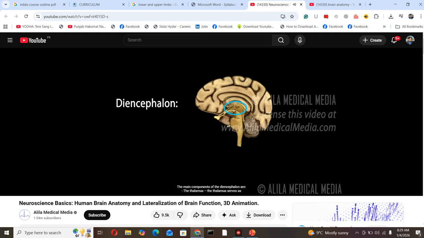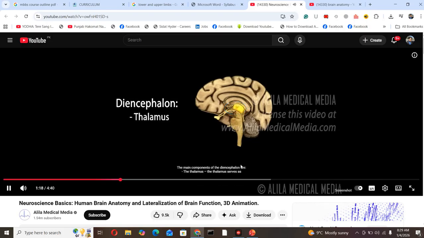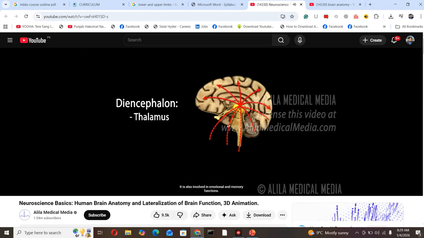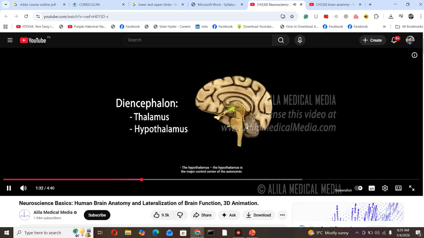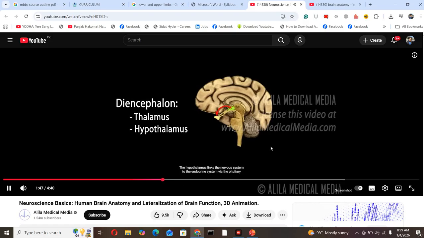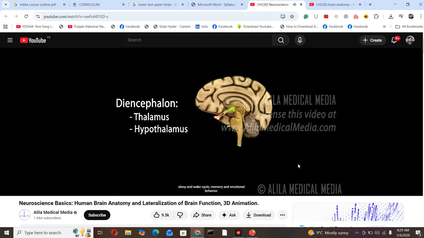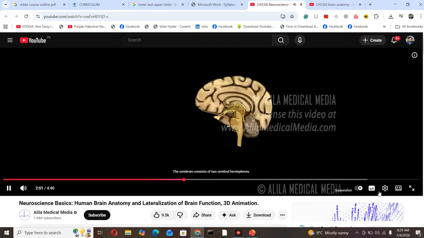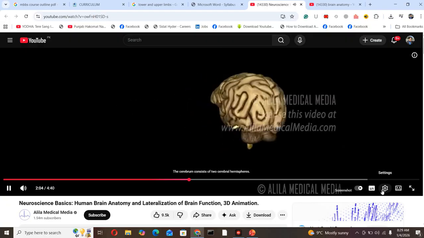The main components of the diencephalon are the thalamus. The thalamus serves as a gateway relaying sensory signals originated throughout the body to the cerebral cortex. It is also involved in emotional and memory functions. The hypothalamus. The hypothalamus is the major control center of the autonomic nervous system and plays a central role in homeostatic regulation. The hypothalamus links the nervous system to the endocrine system via the pituitary gland. It also contains nuclei involved in regulation of body temperature, food and water intake, sleep and wake cycle, memory and emotional behavior. The cerebrum consists of two cerebral hemispheres.